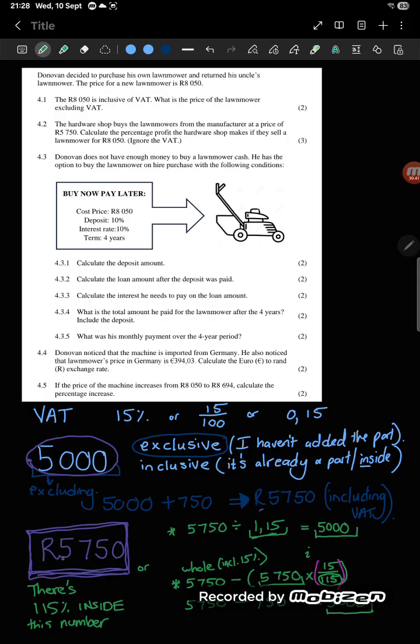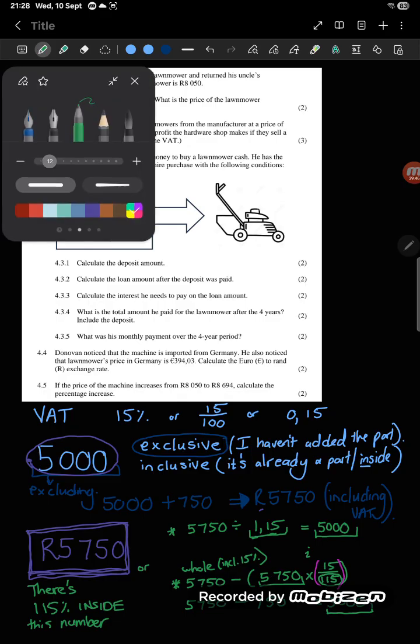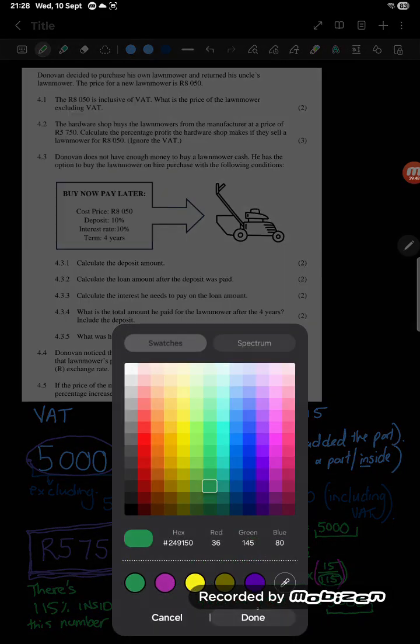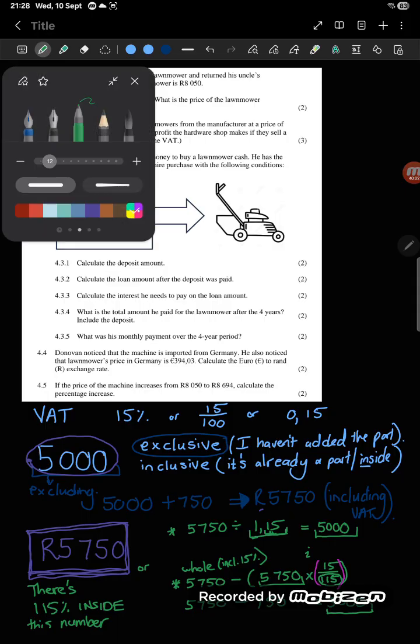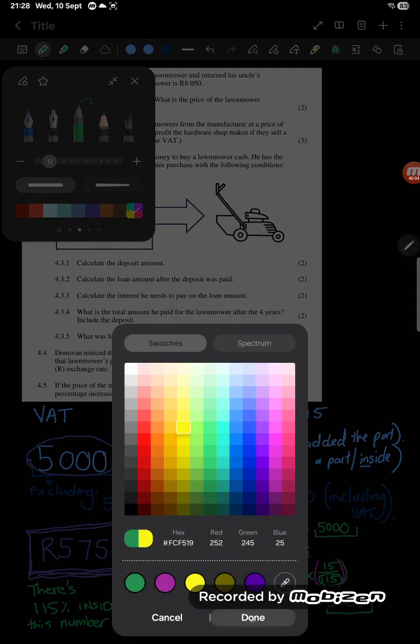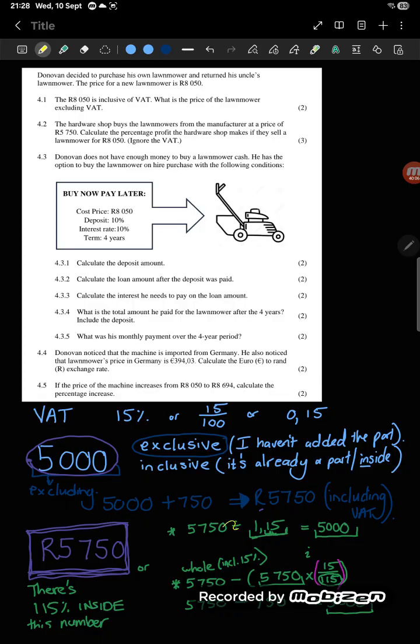How do you work out the interest? Well, you say 5750 minus 5,000. So there are two ways in which to do this. Number one, you divide by 1 whole and 15 parts of 100, because this represents tens and this represents hundreds. So 15 hundredths, which is percentage. So I divide by 1 whole and 15 over 100, or divide by 1,15.